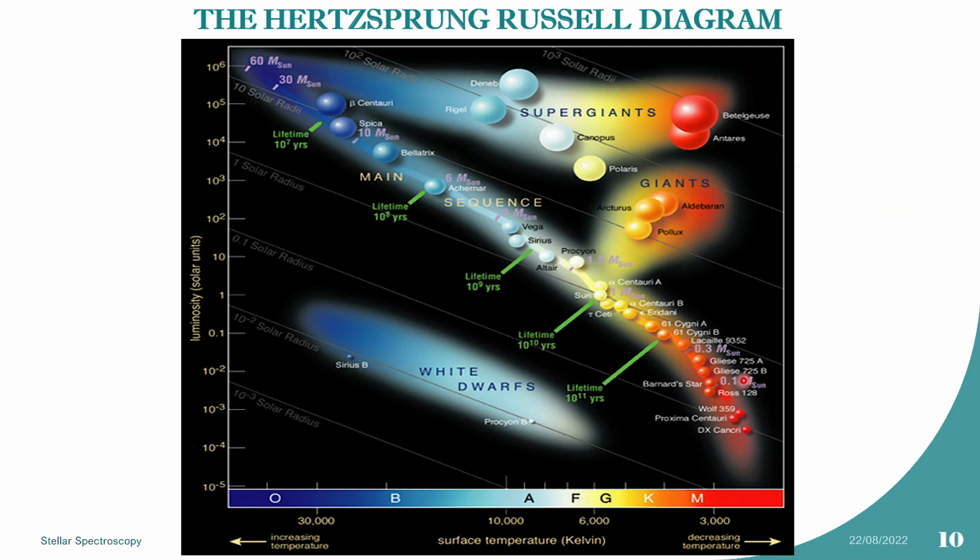Now, this reveals the true power of the HR diagram. Astronomers can know a star's internal structure and evolutionary state simply by determining its position in the diagram.